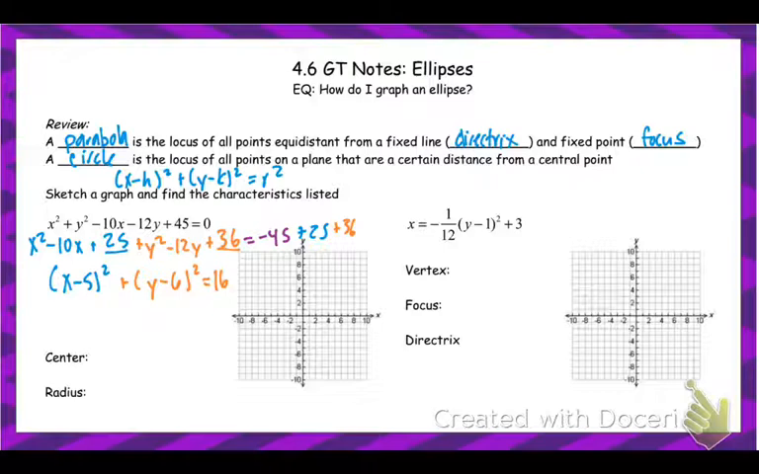So then if I want to graph this circle, the center is (5, 6), and the radius is 4. So I would go to (5, 6). And then I'm going to move basically 4 in each direction from that point. And I have my circle.